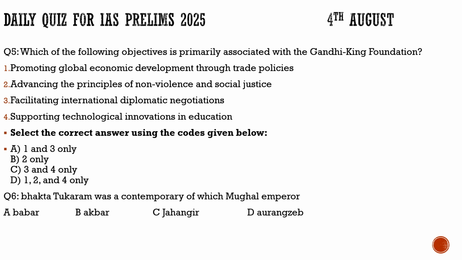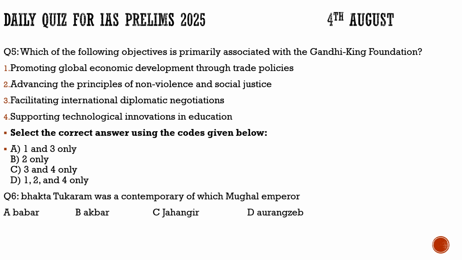You know why we are taking this question? Because we had seen how, because of the FCRA, there is a lack of funding in the Gandhi King Foundation, and this was signed 4 years ago by President Trump, to study the great personalities of Mahatma Gandhi and Martin Luther King.